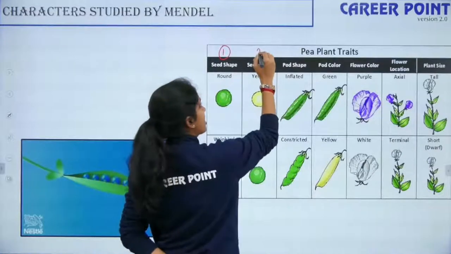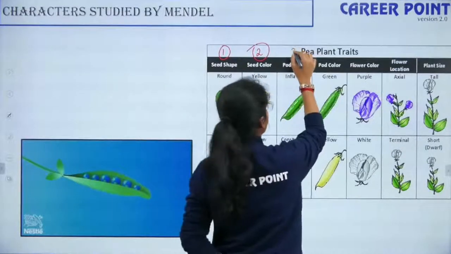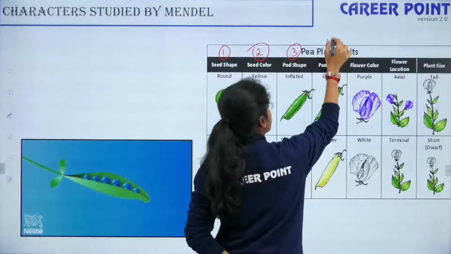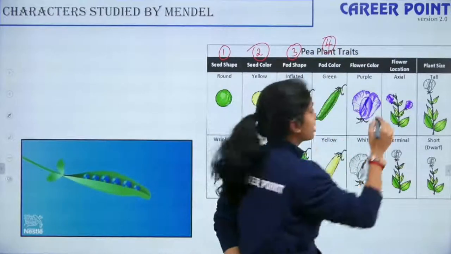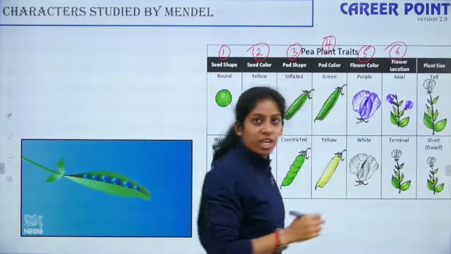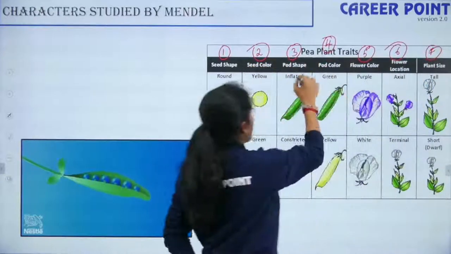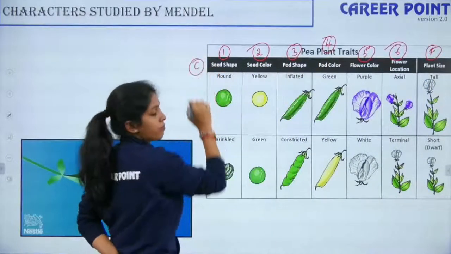The second character is seed color. The third character is pod shape. The fourth character is pod color. The fifth character is flower color. The sixth one is flower location. And the seventh one is plant size. So these are the characters studied by Mendel.